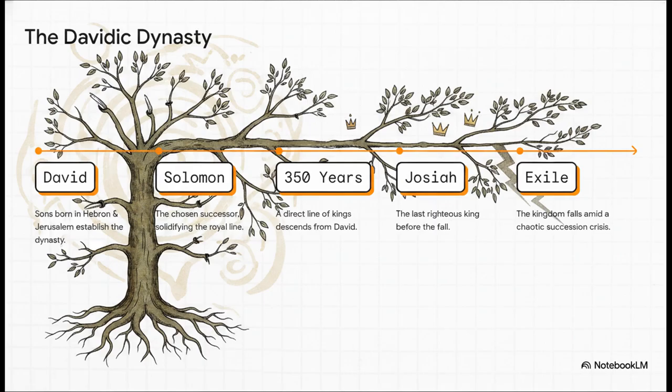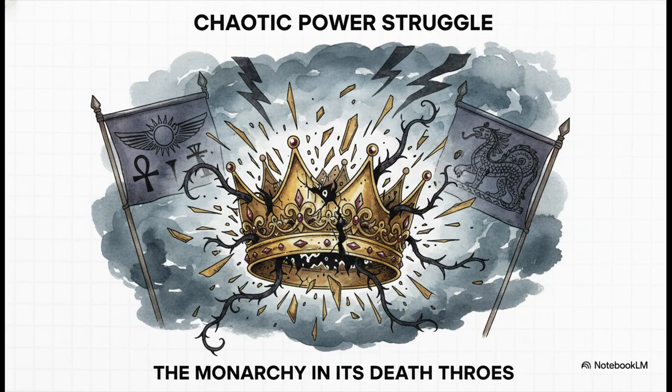All the other family branches just get pruned away. The message from the chronicler couldn't be clearer. The history of the whole nation is the history of David's royal family, period. But the story doesn't end in glory. After the death of the good King Josiah, the whole kingdom of Judah just spirals into total chaos.